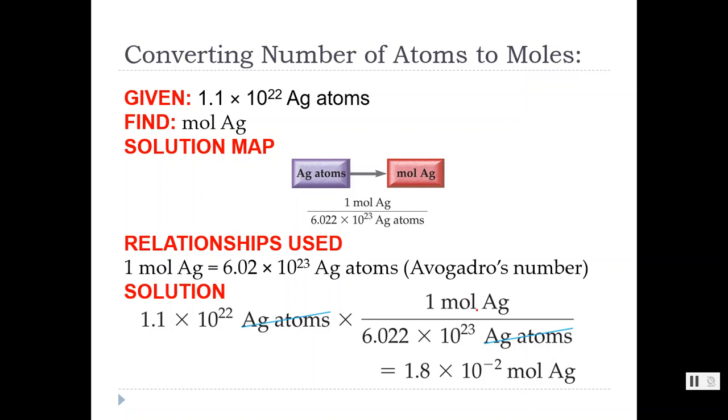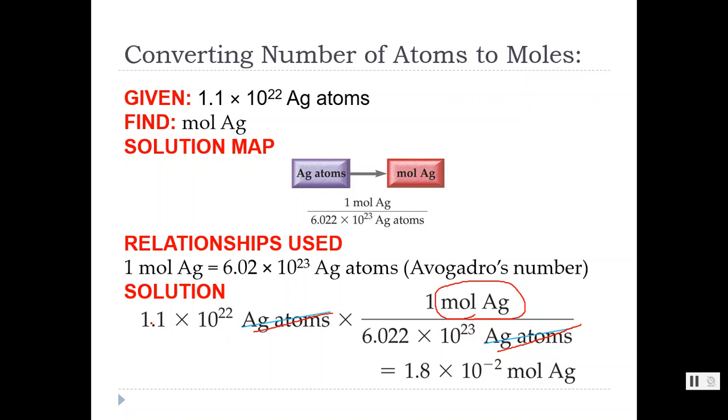So that means my mole of silver needs to be in the numerator. And in the denominator is going to be Avogadro's number. And so written that way, my silver atoms units cancel. I'm left with moles of silver, which is great because that's the unit that I'm looking for in my answer.